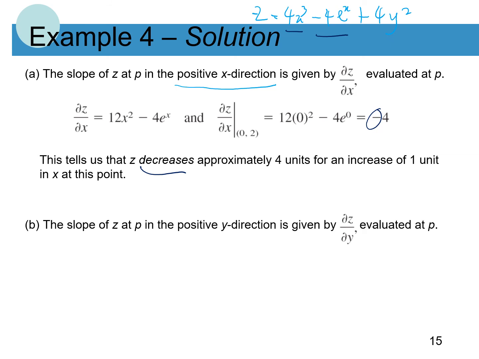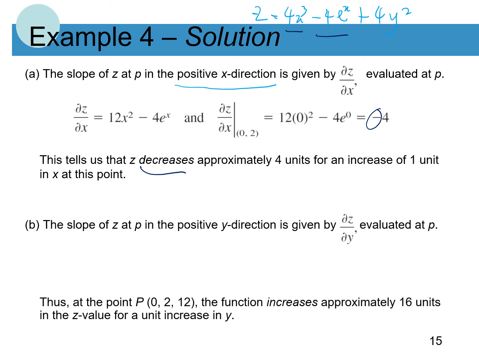Same also if we want to find the slope of z at p in the positive y direction. Therefore we differentiate this equation by y. Then we find that we only have 4y squared here. Therefore, when we differentiate, this is equal to 8y. And then the partial derivative can be denoted as dz over dy at (0, 2).